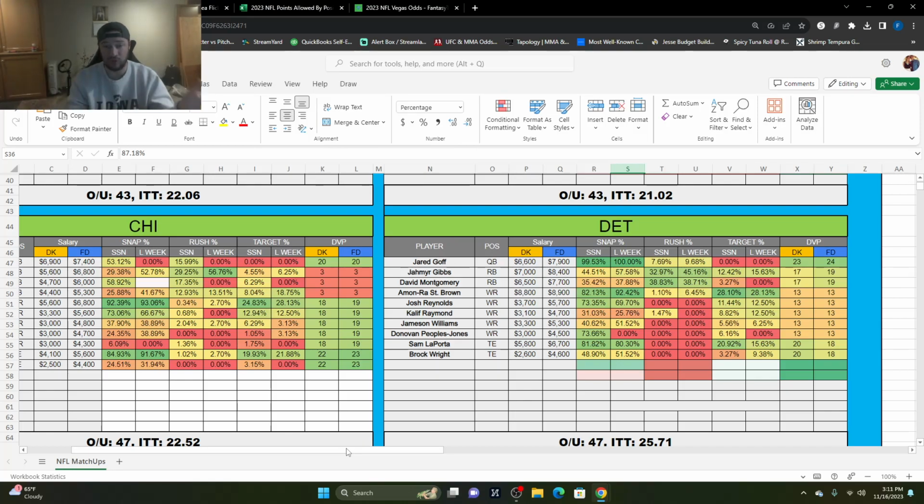Chicago's defense has been shredded this season against the opposing quarterback. They ranked 23rd on DraftKings, 24th on FanDuel. Jahmyr Gibbs, it kind of looks like the tides have turned finally. Jahmyr Gibbs is that dude that we knew he was, but for whatever reason wasn't being utilized.